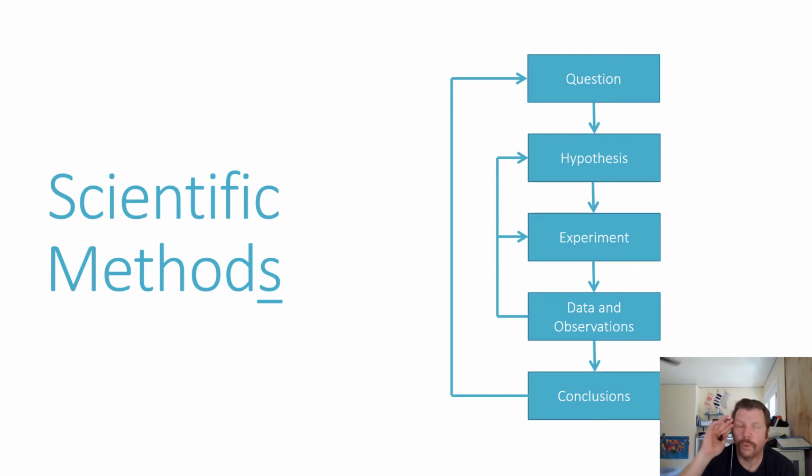So basically the scientific method consists of the following steps. You identify a question to be answered. You devise some sort of hypothesis to explain that. You test that hypothesis. You collect data, and then after collecting data several times, you draw a conclusion.